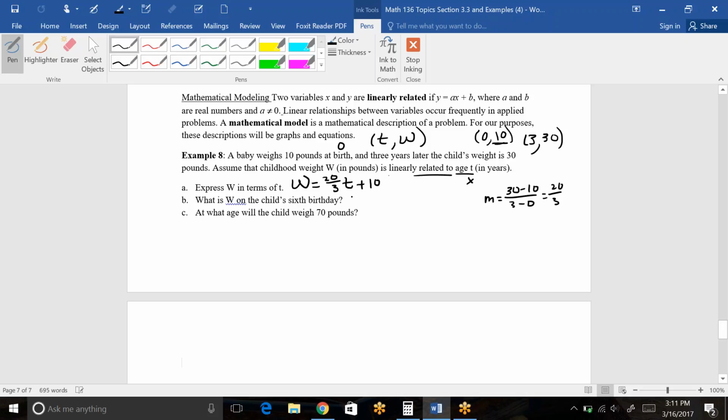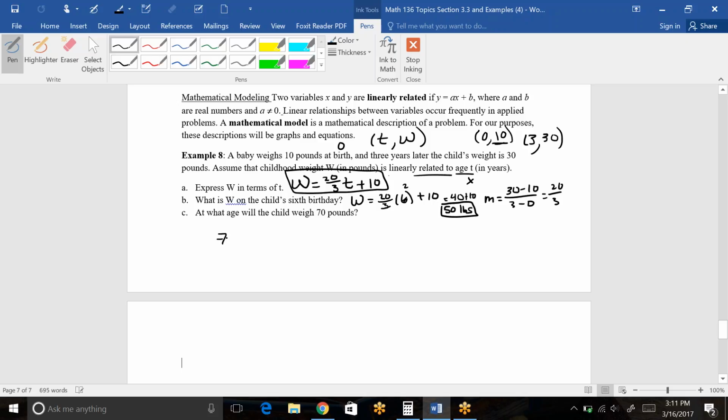So on the 6th birthday, that means that the child is 6 years old. So we're going to put that in for t. We should assume that this is, of course, an approximation because we don't know for sure that every child grows a linear weight. Usually they don't. So 3 into 6 goes 2 times. So that's 40 plus 10. So we can assume if this trend did continue that this child would weigh 50 pounds on their 6th birthday.